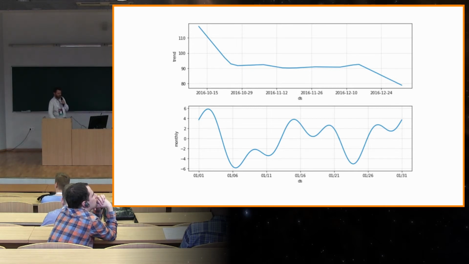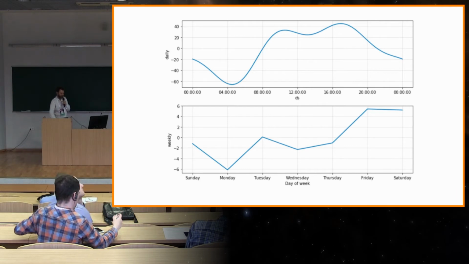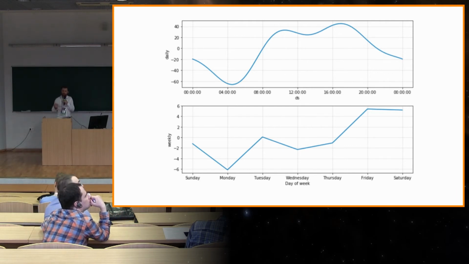So there is a trend that declined over the different weeks, the monthly periodic, and the same on the daily and on the weekly basis. This one is more interesting because we can see that the low part of the curve is at about 4 in the morning, and the high peak is in the afternoon. And there is also an effect on the Monday with a low peak, and on the Friday and Saturday, that's the moment where there is bigger traffic.